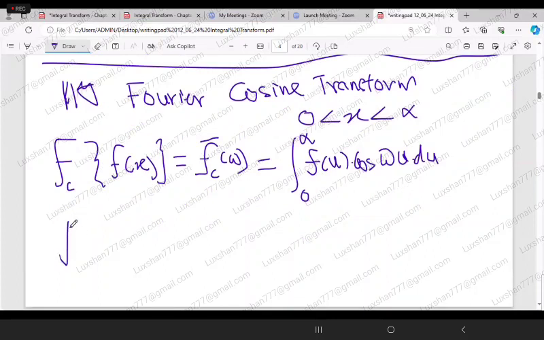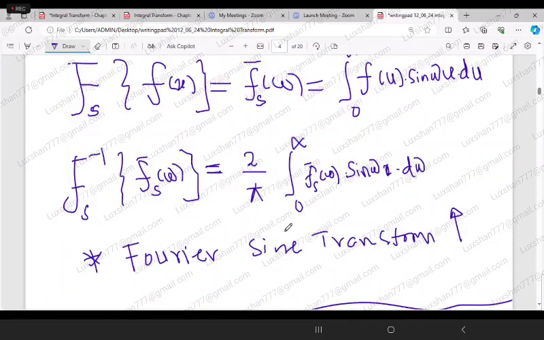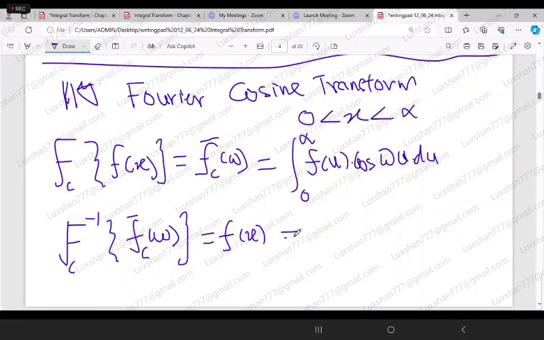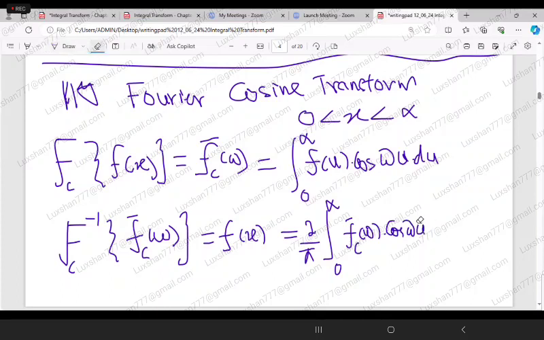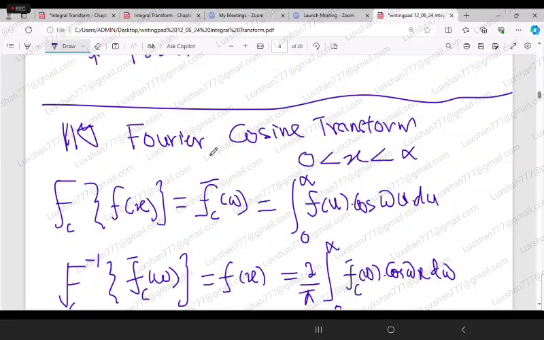The inverse formula, the inverse Fourier cosine transform, gives my function f(x), which is equal to square root of 2 over pi, integral from 0 to infinity of f bar c of omega cos omega x d omega. So this is called the Fourier cosine transform.